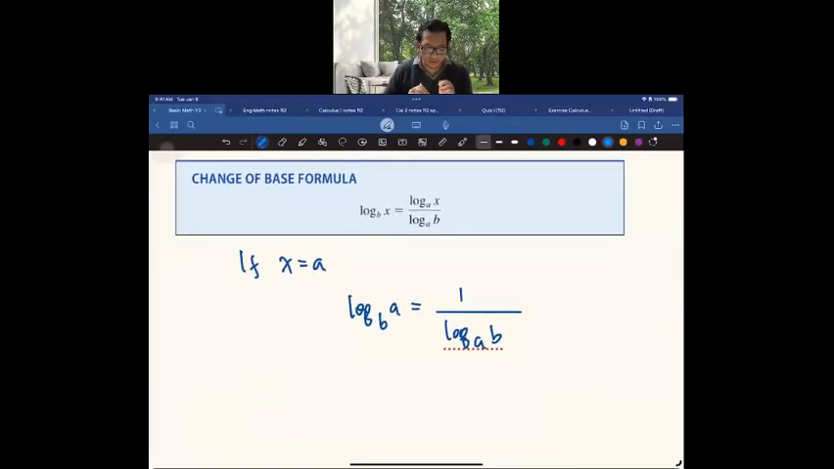Within this formula, we can write that log base b of a is equal to 1 over log base a of b. This is quite interesting. You can do this, and then you can manipulate your algebra.